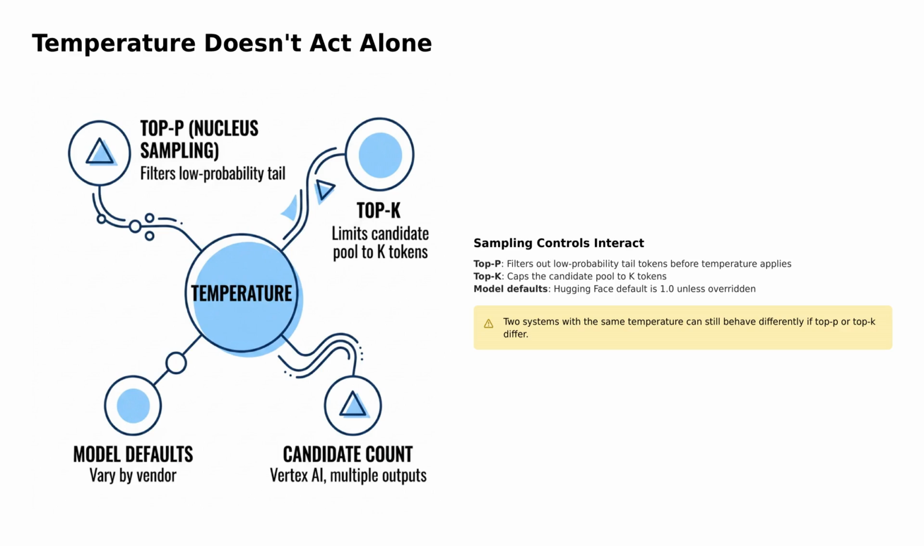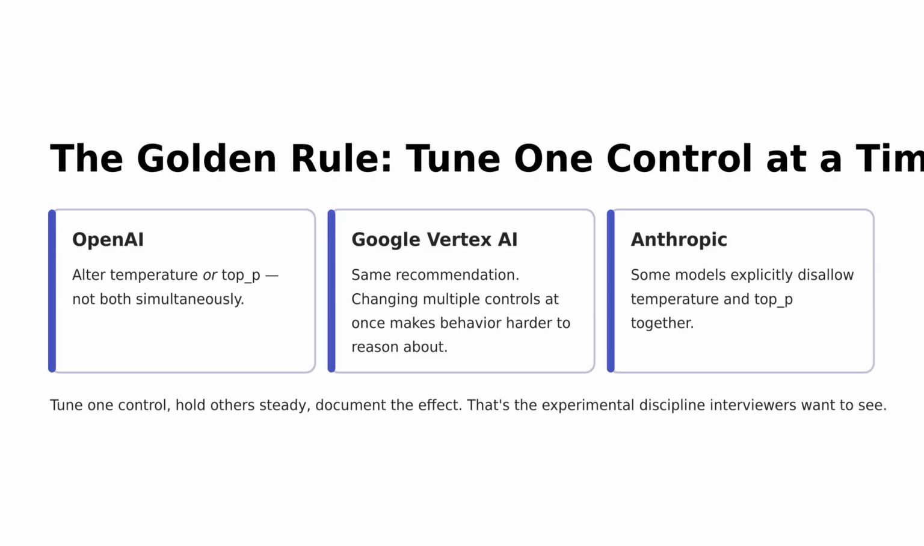Temperature doesn't work by itself. It interacts with other sampling controls, especially top P and top K. Top P removes the low probability tail before temperature is even applied, while top K limits the model to a fixed number of candidate tokens, and defaults matter too. For example, Hugging Face uses 1.0 unless you change it, so two systems can share the same temperature and still produce noticeably different results if their top P or top K settings differ.